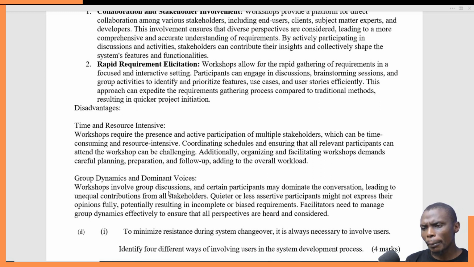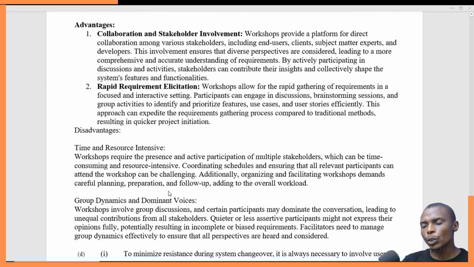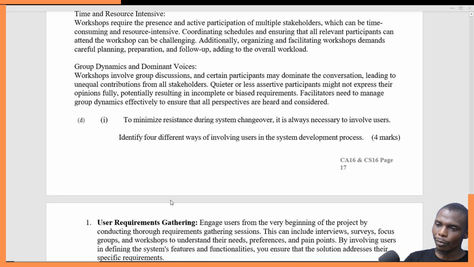Then we have group dynamics and dominant voices. Because a workshop involves group discussions, there are people who may dominate conversations. So not all other stakeholders will voice their concerns. So there are opinions that may be left out because other people have decided to dominate. So those two will be the disadvantages of that.